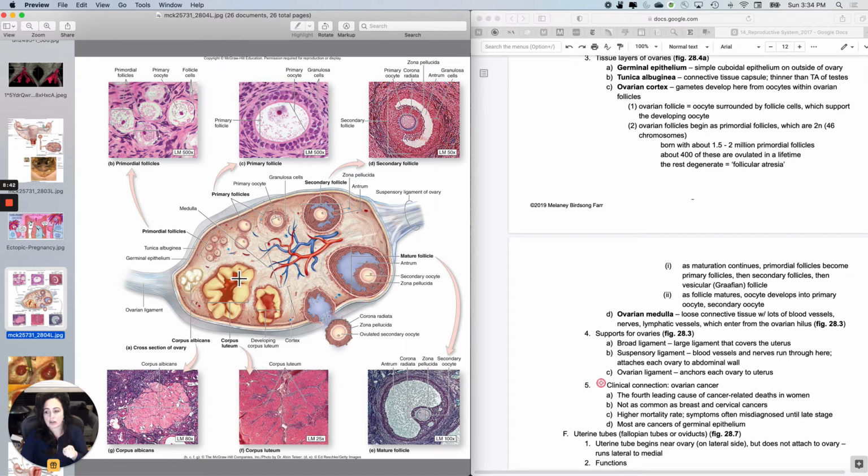They just degenerate and they're reabsorbed. It's called follicular atresia. So as they go through this process, they are reducing the chromosome number, but the thing is actually getting bigger because it's got all of that juicy stuff that's going to support the developing embryo upon fertilization.